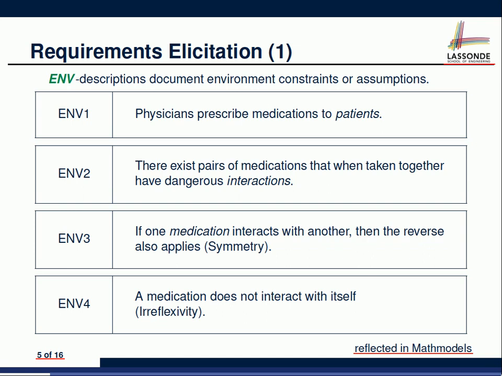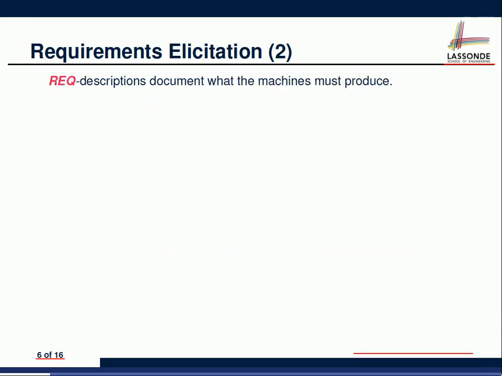Questions? Do you also have combinations of 3 which are dangerous? Yes, so in this case study, we consider just 2, like pairwise. Yeah, good point. But I believe you can also specify the ternary relation or n-ary relation using pairwise. Yeah, good question. Okay, so now that's about the environment constraints.